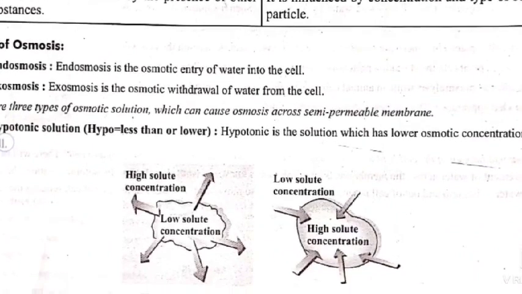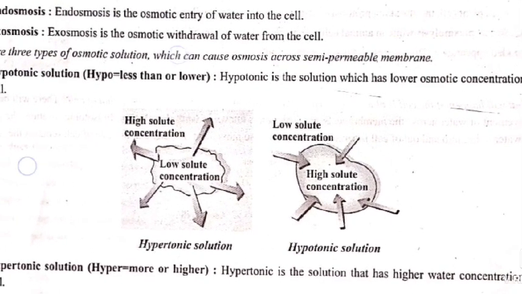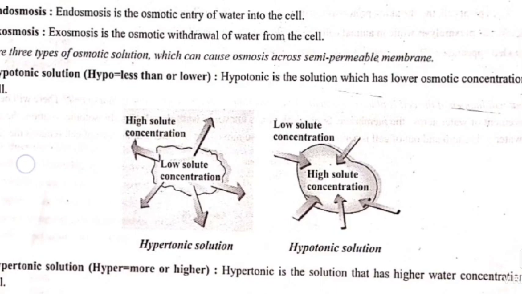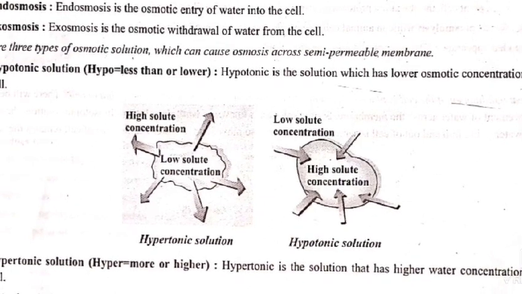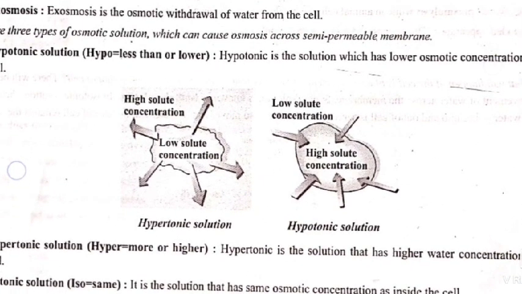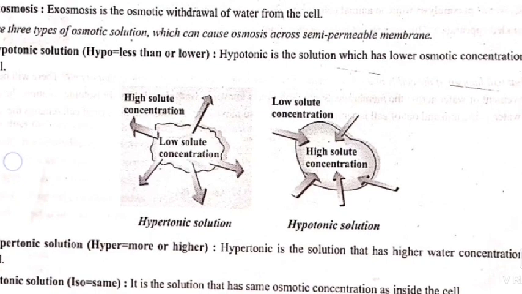Types of osmosis. Endosmosis is the osmotic entry of water into the cell. Exosmosis is the osmotic withdrawal of water from the cell. There are three types of osmotic solutions which can cause osmosis across a semi-permeable membrane. Hypotonic solution: hypo means less than or lower. A hypotonic solution has a lower osmotic concentration than the cell. See the picture of hypertonic solution and hypotonic solution.